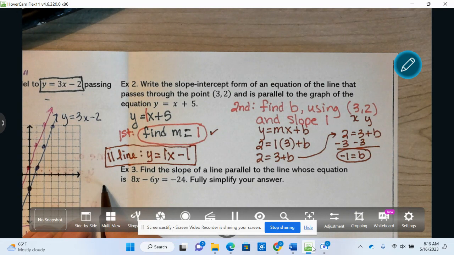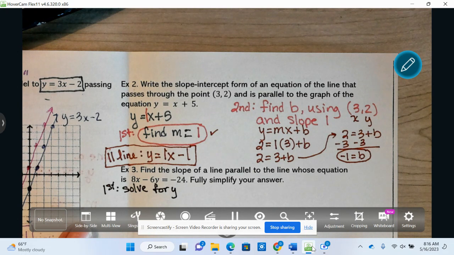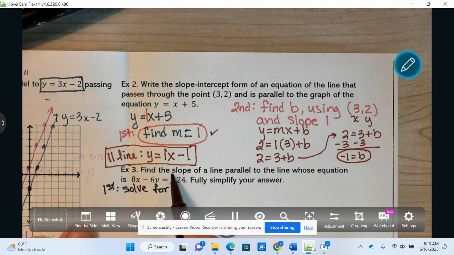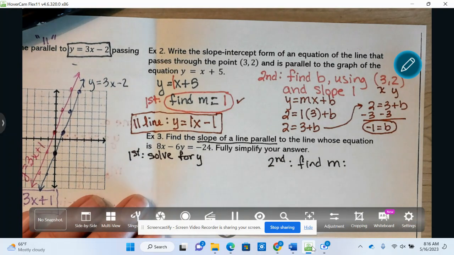So first, solve for y. That means I have to take the equation 8x minus 6y equals negative 24. And all we're doing is finding the slope. All this question is saying is just find the slope of a line that's parallel to this line. So all we have to do is solve for y, and then second, identify m. Find m. And if we solve for y, we know what m is, right? So how are we going to solve for y?